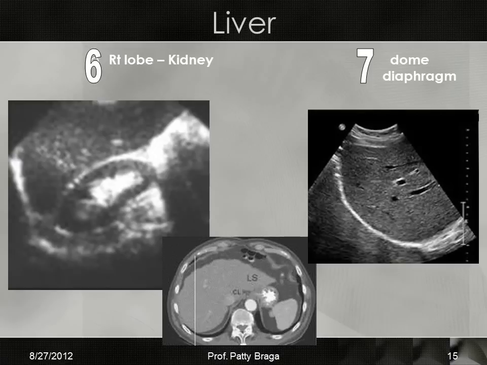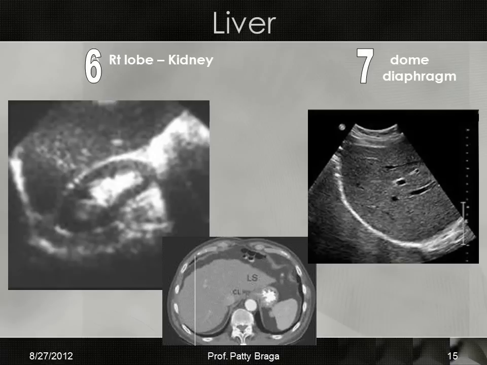Now, I didn't put an arrow anywhere on the corresponding CAT scan because it kind of depends on where you can actually get your best image. And if you notice on the image number 6, you don't really see that very anterior superior part of the liver. The liver is a big organ, so you're not going to catch everything at once.